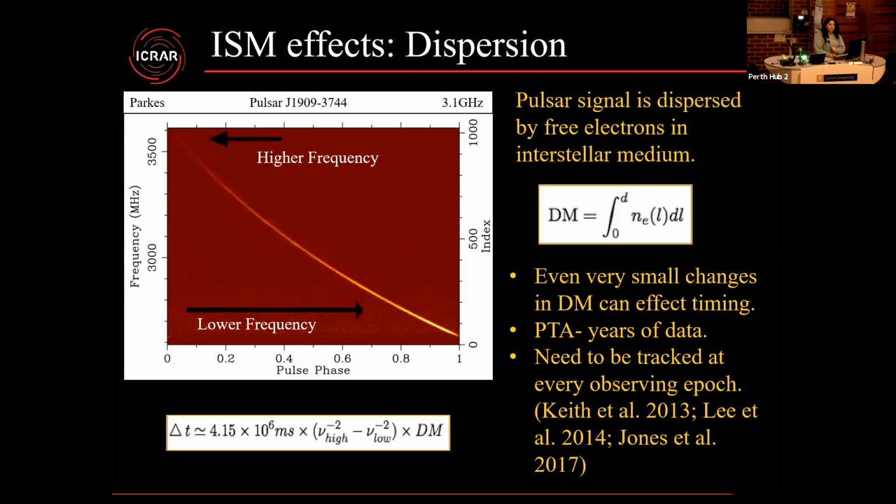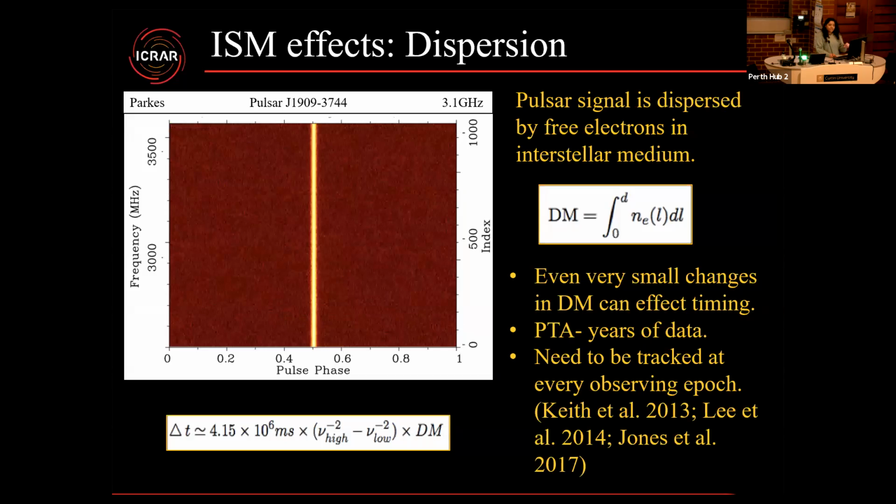One of them is doing the interstellar medium corrections. You have already seen what dispersion is. Measuring the dispersion measure is very important in the PTA context. For the PTA, they need to measure and correct for it for every single observation, for every single target in the sample. And there are multiple different groups continuously working in this area.